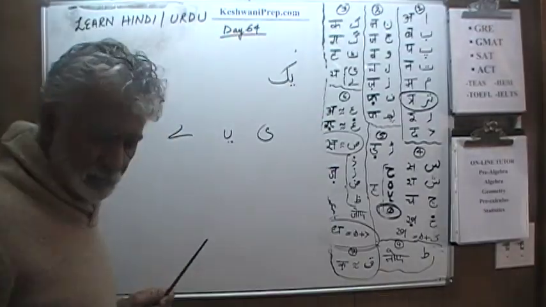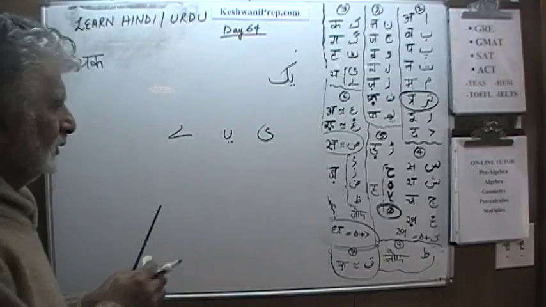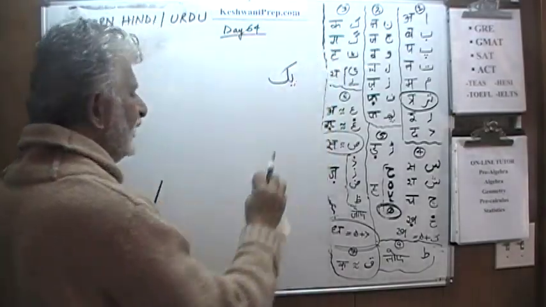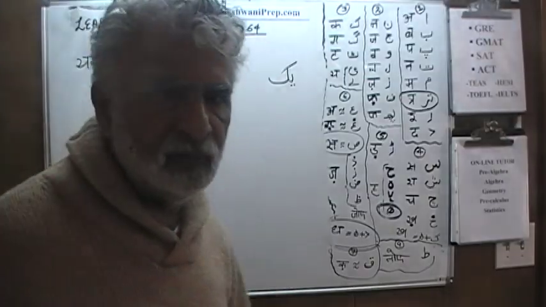Yak. What does it mean? Yak means one. That's just a very fancy way of saying one. A very poetic way of saying one.